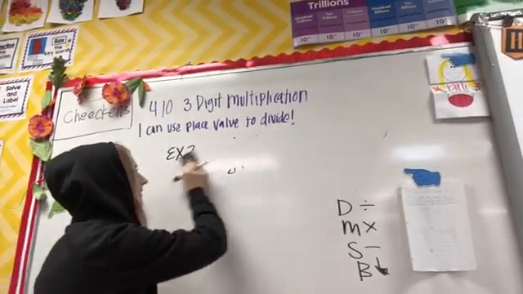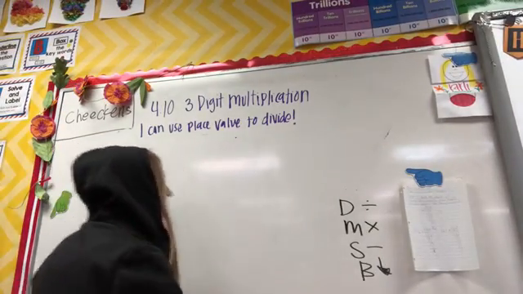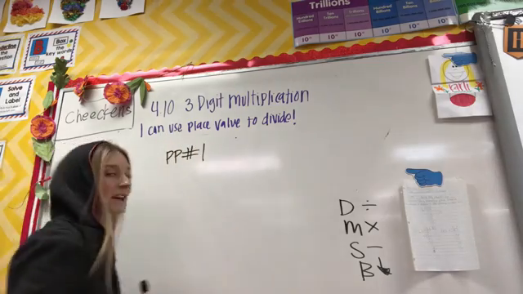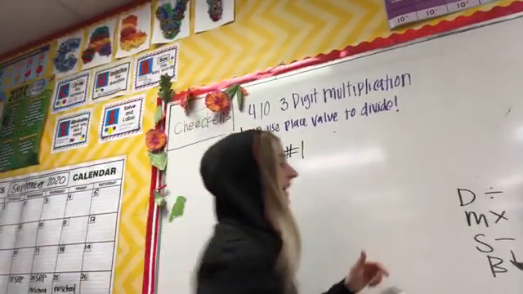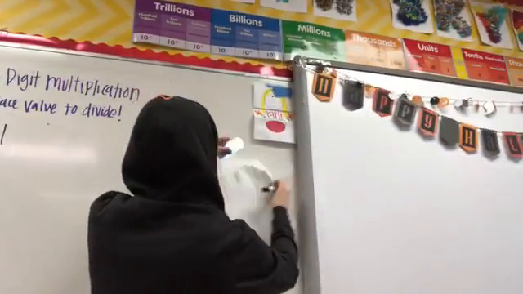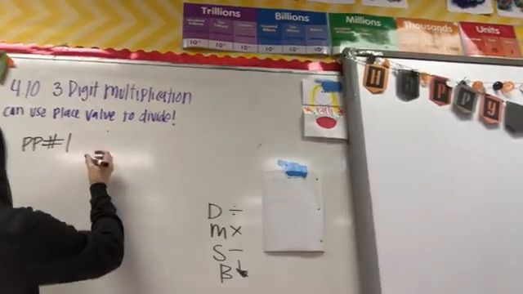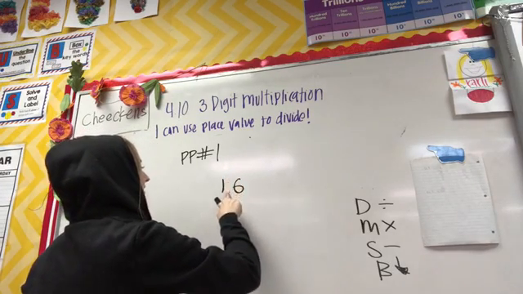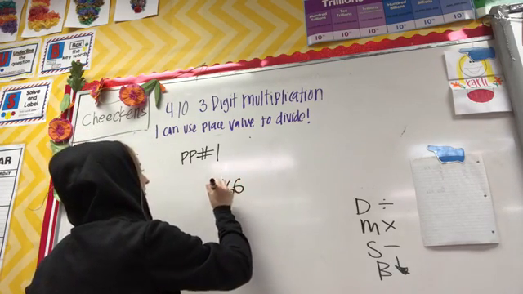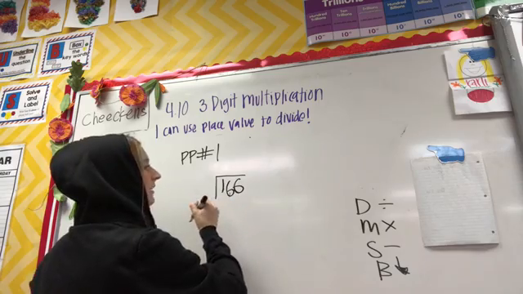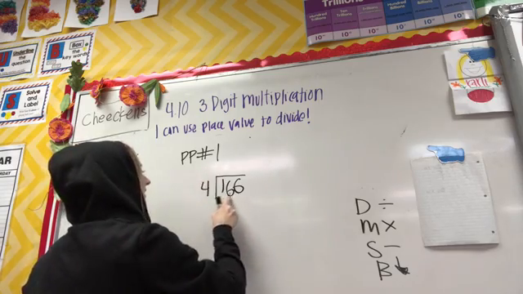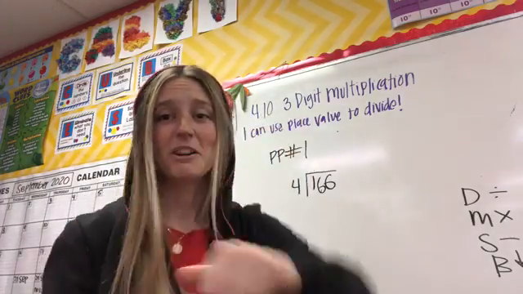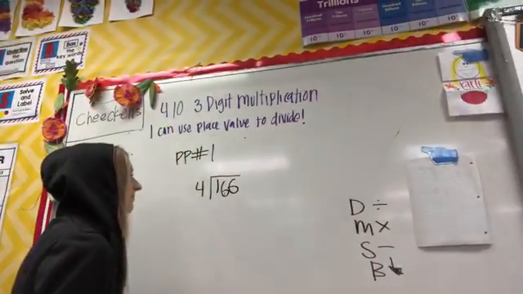All right, pause problem number 1. Here we go. You got this. If we had, let me flip over my notes. Oh, sorry, 166, my bad. 166 divided by 4. Okay, give it a try. You got this. Divide, multiply, subtract, bring it down. All right, I'm going to keep going.